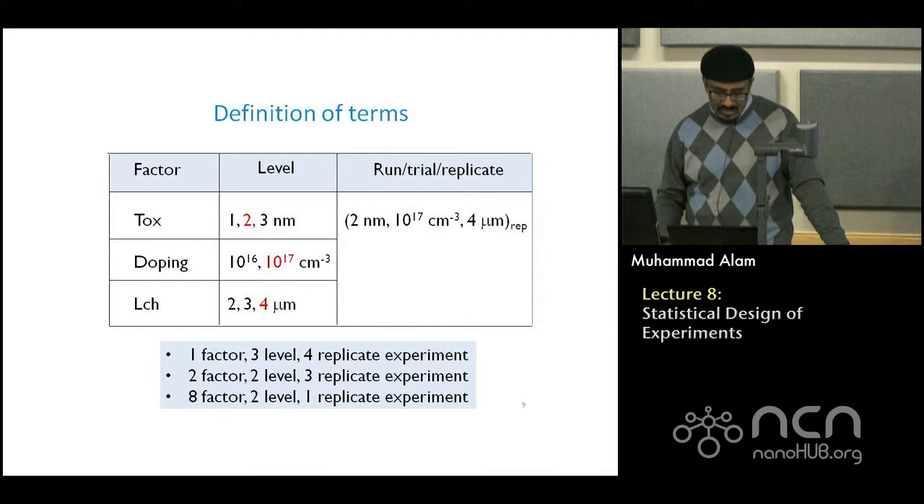And of course, in each of these experiments, you can take a combination of these parameters and do it a few times. That's called a replicate. For example, one experiment could be 2 nanometer, 10 to the power 17, 4 micron; you put it in a wafer and then you run. And then you have other combinations. So you can very quickly see this is a combinatorial problem. And a combinatorial problem, as you well know, very quickly explodes. The number of combinations that you have to test very quickly explodes.